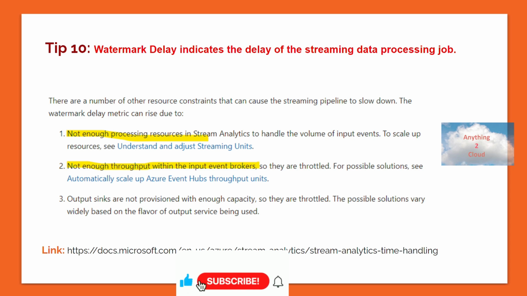The watermark delay metrics can rise due to, the first one, not enough processing resources in Stream Analytics to handle the volume of input events. The next one is not enough throughput within the input event brokers, so they are throttled. The third one is the output sinks are not provisioned with enough capacity, so they are throttled. These are the three main reasons for the watermark metrics to rise. Basically, what we need to understand from here is the watermark delay indicates the delay of the streaming data processing job.